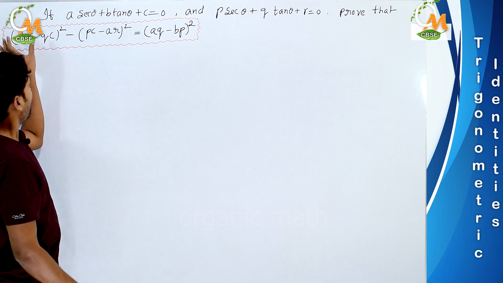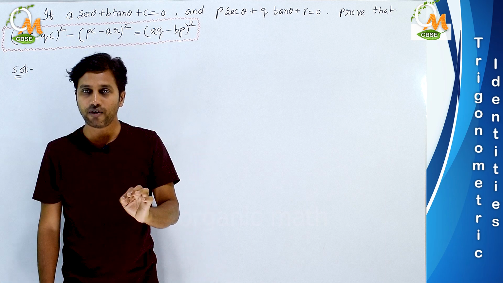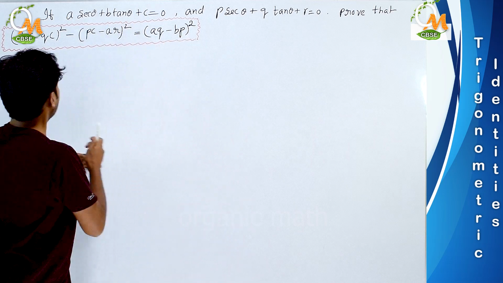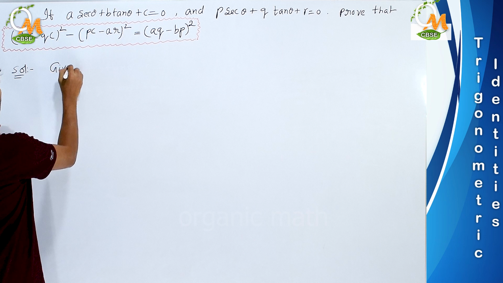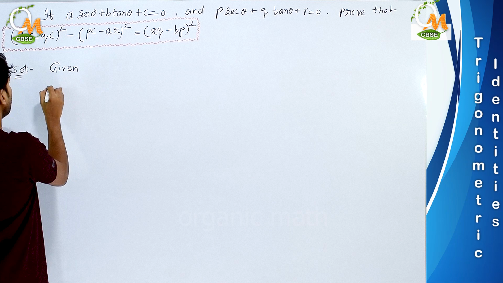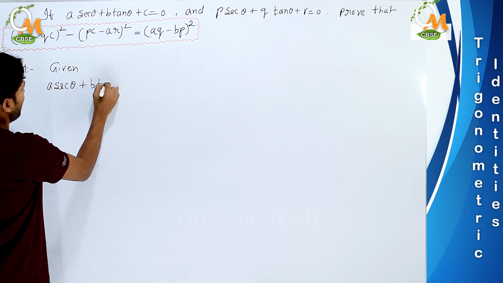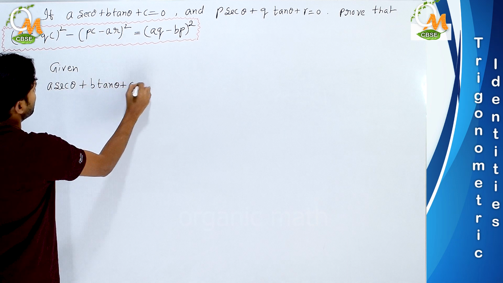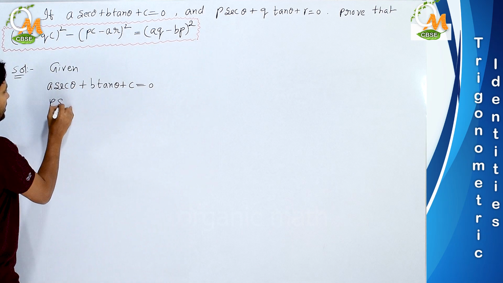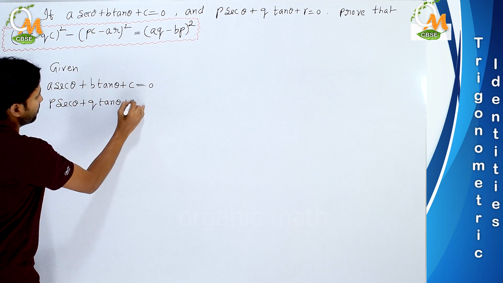Understand? So the condition is looking very lengthy, but it's very easy to prove if you understand how to solve linear equations in two variables. Okay, first let us write down the given equations. What are the given equations here? Given: a secant theta plus b tan theta plus c equal to 0. Just write it down. This is the first equation which was given, and write down the second one also: p secant theta plus q tan theta plus r equal to 0.